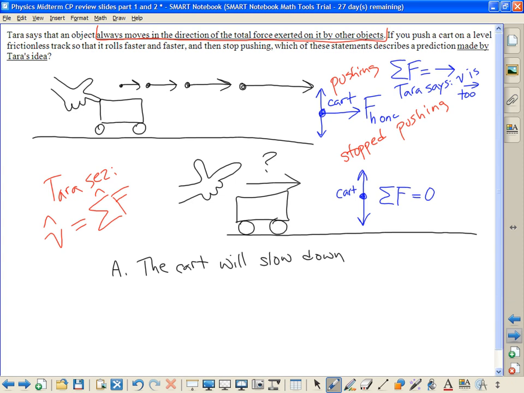So Tara's idea says that what should happen? Tara's idea says no force, no total force, no velocity. It ought to stop. Right? And we know that's wrong. That's not what happens. So this would not be an answer to the question, because this is not a prediction made by Tara's idea.